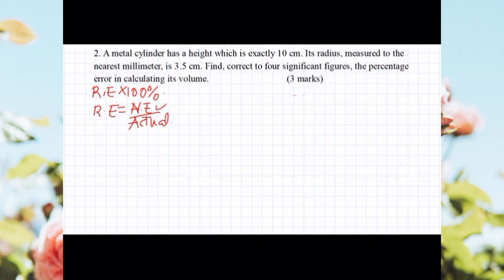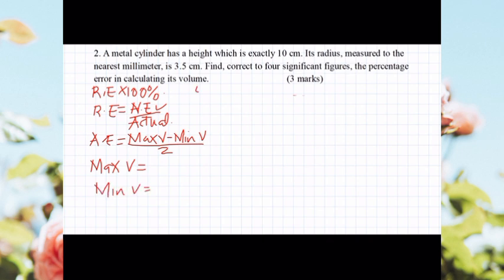And so that now we can get the absolute error, we have to take the maximum volume, take away the minimum volume, and then all this we divide by 2 in order to get the absolute error. So here, for us to get the maximum volume, and then we also get the minimum volume. For the maximum volume, we use the maximum radius. For the minimum volume, we use the minimum radius.